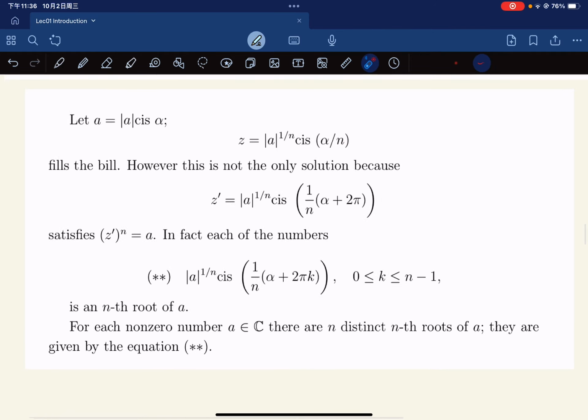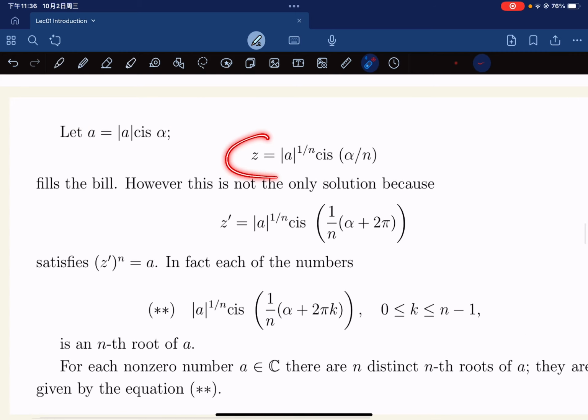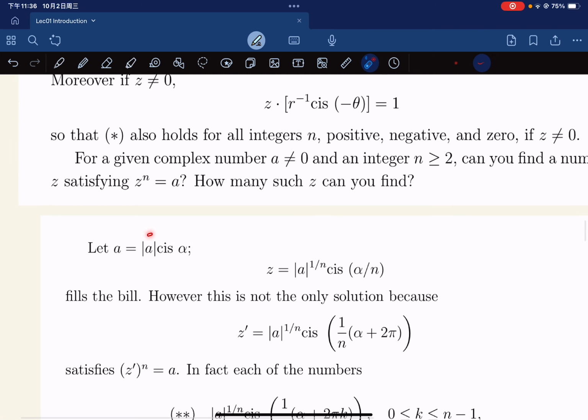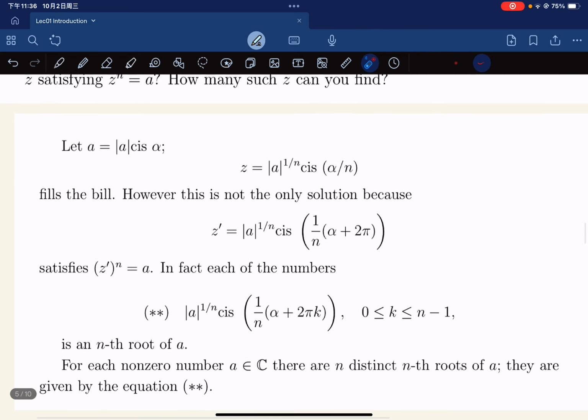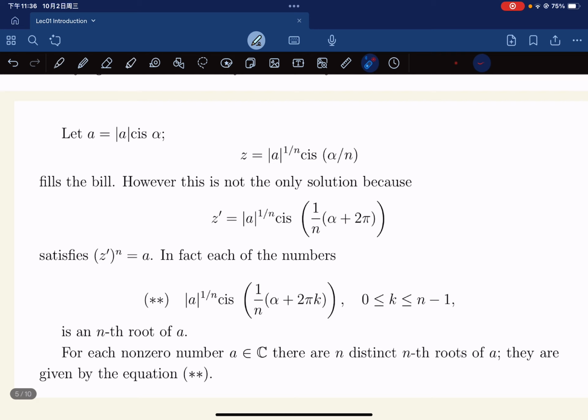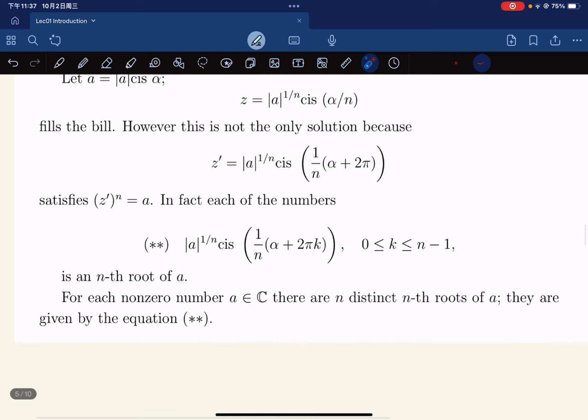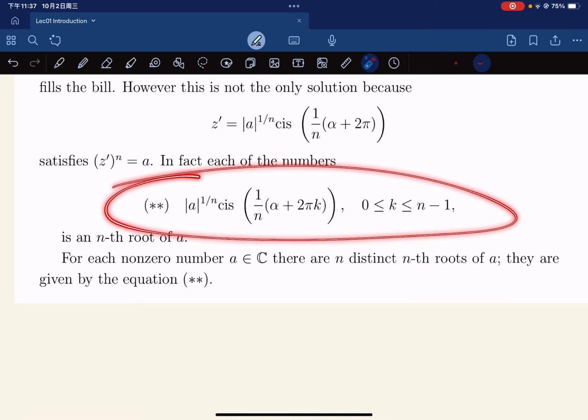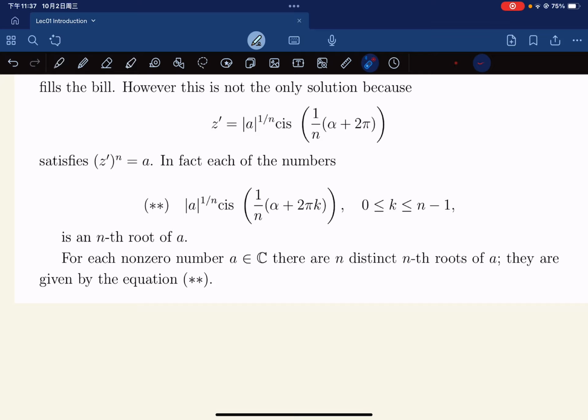Right. We just let z be this, and we raise this to the power of n. So this will be A, and cis alpha, right? If A is equal to this, okay? And rotating by 2 pi, for any multiple of 2 pi, it also works. So this is called the nth roots of A, okay? So just to note this, here are some recaps.